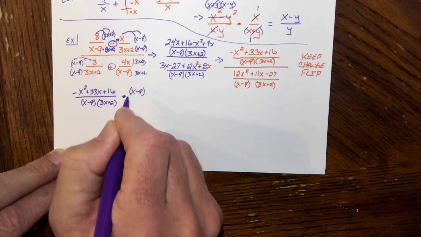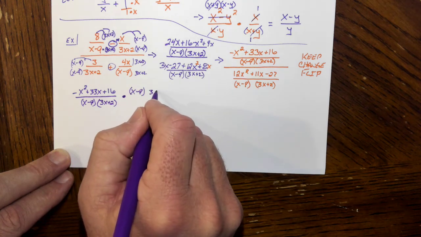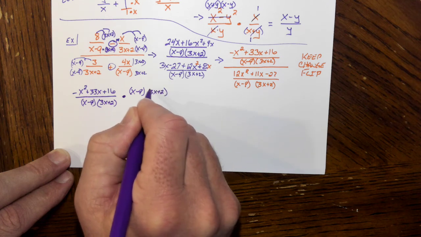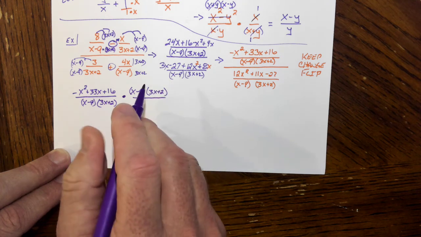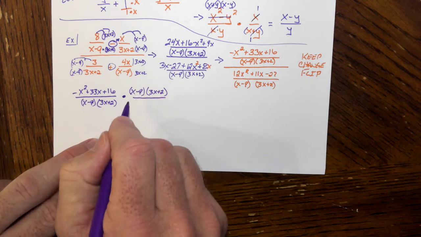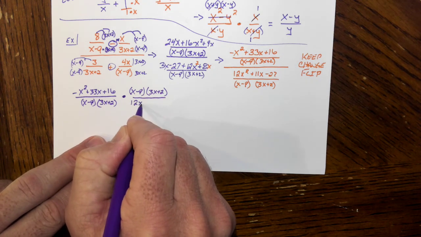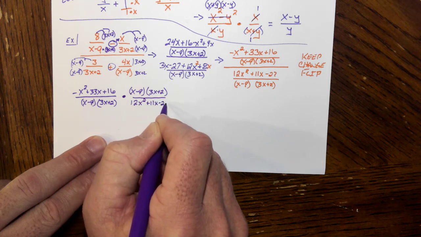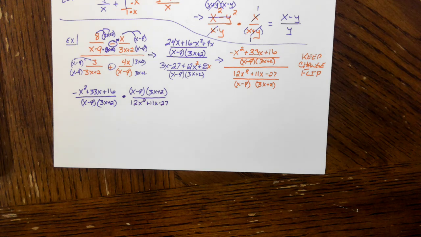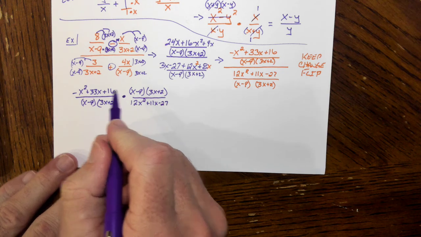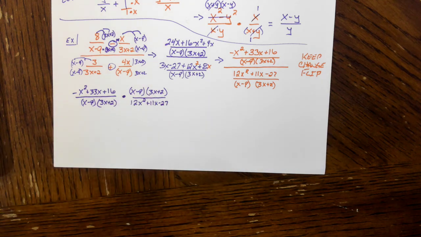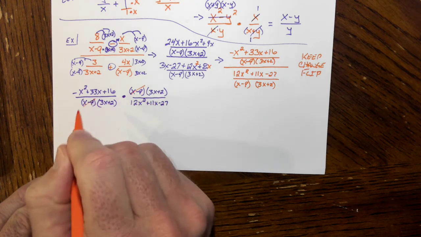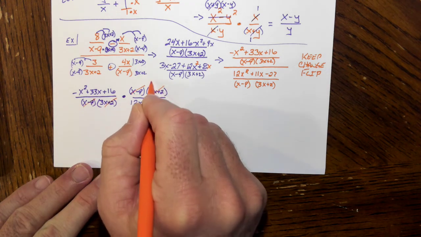X minus 9. 3x plus 2. And then our 12x squared plus 11x minus 27. So let's look. Factoring. Can we reduce anything? Because it's a times, and well, look, our quantities will be real nice here in terms of elimination. That quantity is being multiplied, so is that, that, and that. So I got a 1 here and a 1 here.